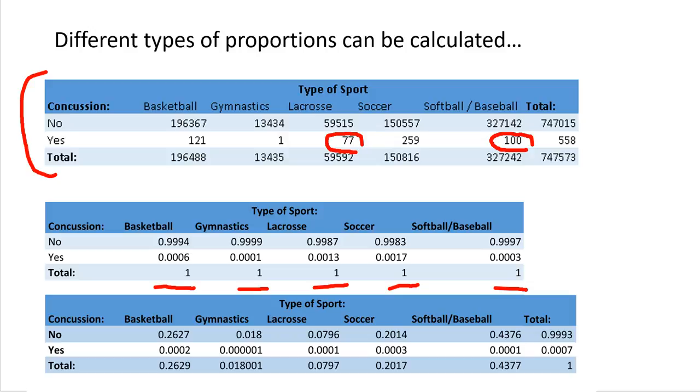When we calculate the proportion of each column, we can see that actually a higher number of people get a concussion when they're playing lacrosse than when they're playing softball or baseball.